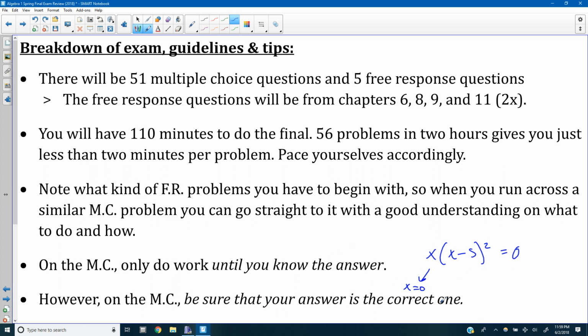So be very, very careful. Just make sure that yours is the correct one before moving on. Don't just look at A and say, oh yeah, that sounds good. There's probably a better answer somewhere down the line that you just got to make sure of. So those are my tips for you.